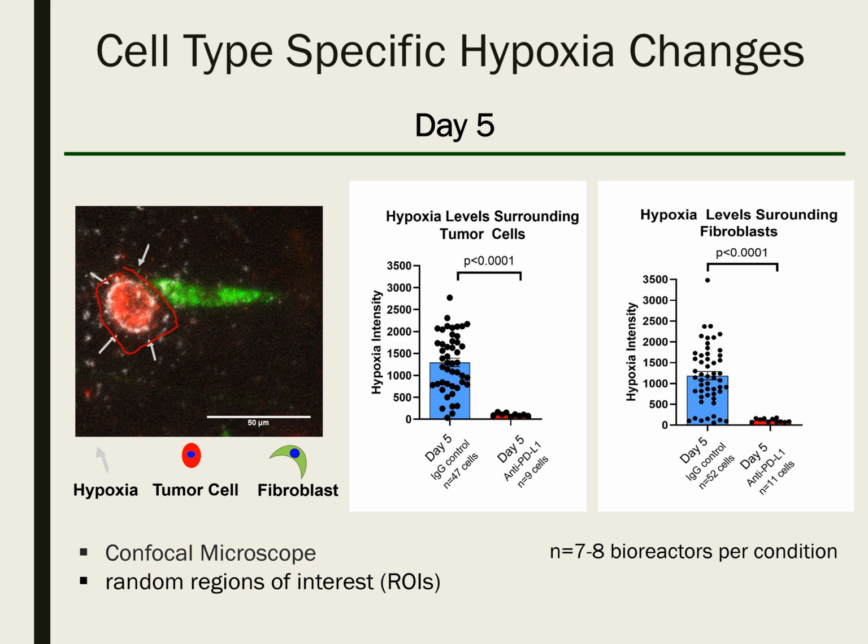And so for our results at day 5, we see that hypoxia levels decrease significantly in the anti-PD-L1 treated group as compared to the IgG control group. And this was for both tumor and fibroblast cells. So we see a statistically significant decrease for hypoxia levels for day 5.